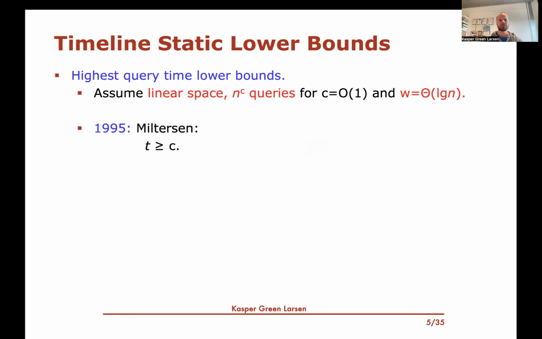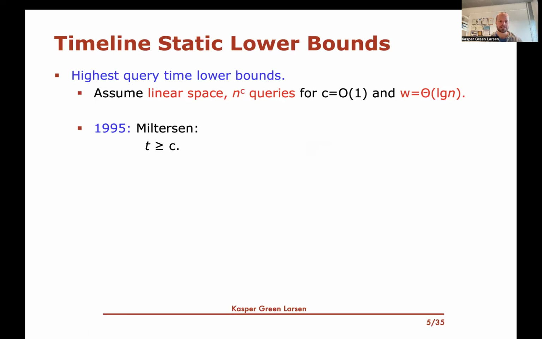Okay. And the first technique that we're going to see is from 1995 by Miltersen. Basically, the lower bound that we're going to derive from this technique is that the query time has to be at least C, the C up in the exponent on the number of queries. Of course, for data structure problems where there's a polynomial number of queries, it's only a constant lower bound. But Miltersen doesn't really look at problems where you have many, many more queries. But also the proof technique itself is the first step towards more advanced techniques later on.